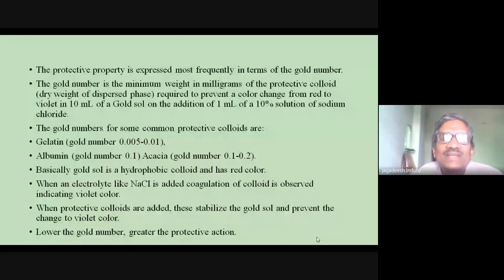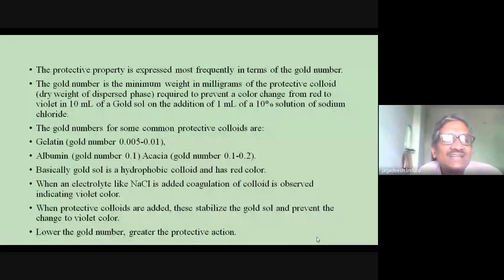That means the gold number is the minimum weight in milligrams of the protective colloid, the minimum weight. That is the dry weight of your dispersed phase. Don't get confused. If you are taking 10 ml and your dispersed phase contains 1%, it means 1 gram in 100 ml. 10 ml is going to contain 100 mg. So that 100 mg is your gold number.